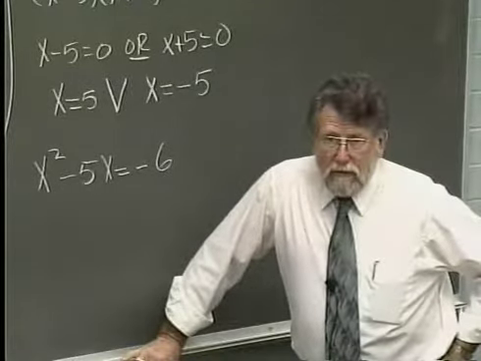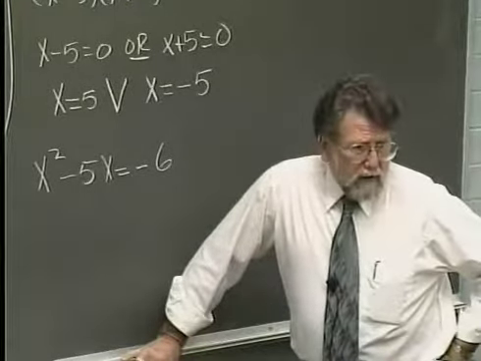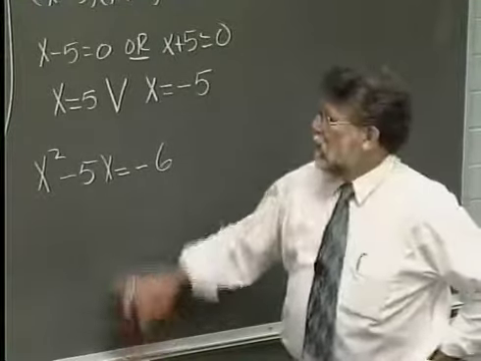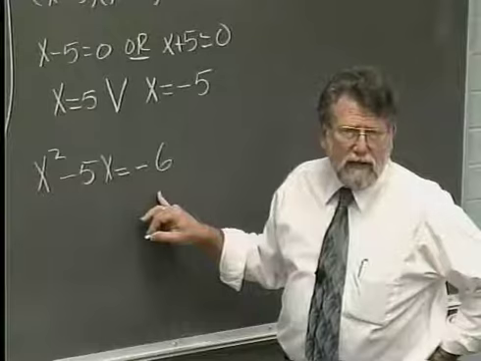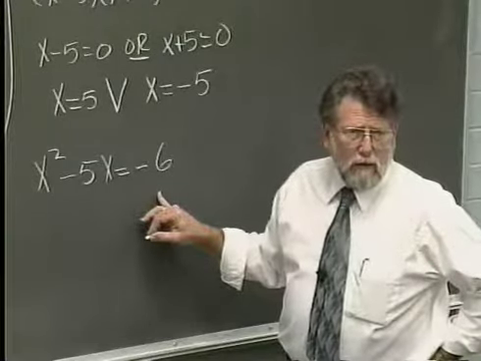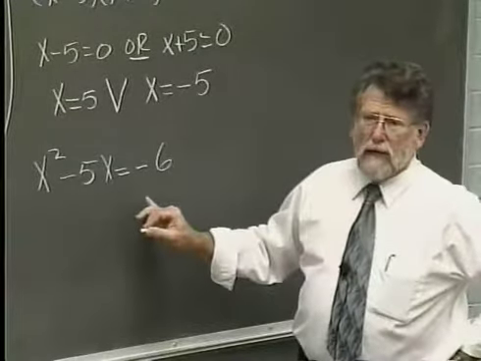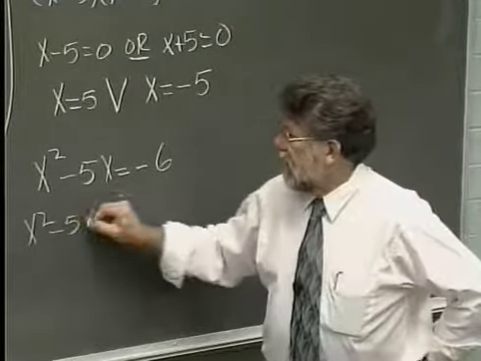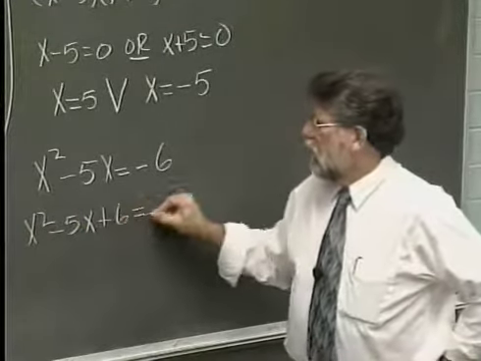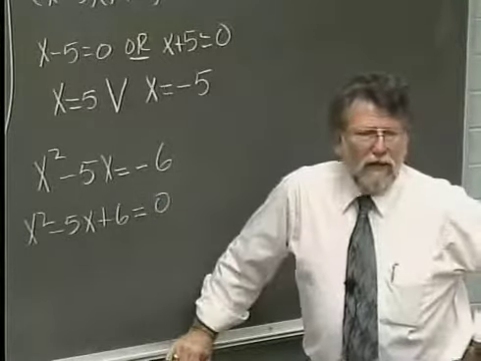Has to be equal to 0. It's a quadratic, but it's not equal to 0. It's equal to what? Negative 6. There's nothing I can do with it the way it is. I have to have it equal to 0. So what will I do? Add 6 to both sides, get x squared minus 5x plus 6 equals 0.